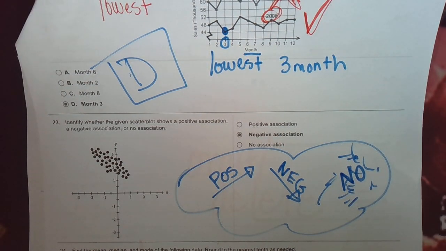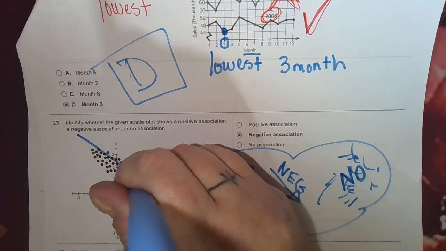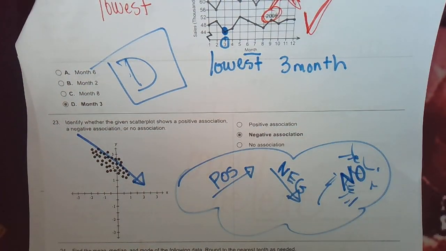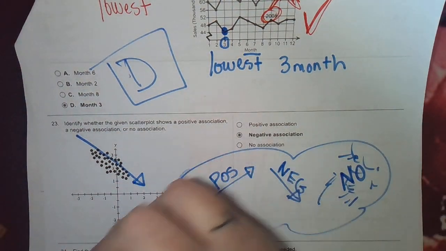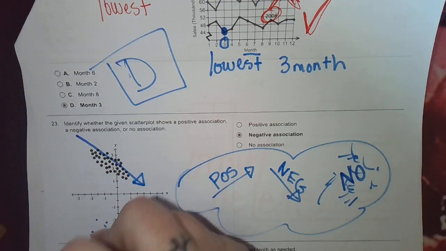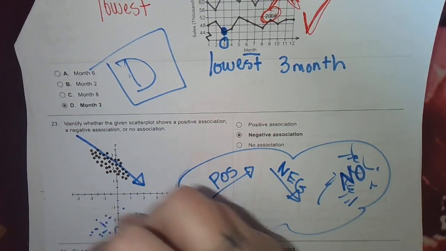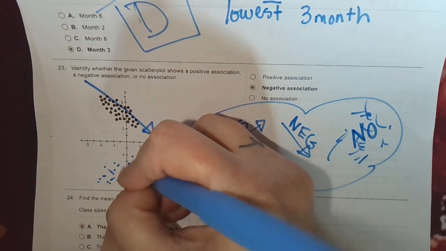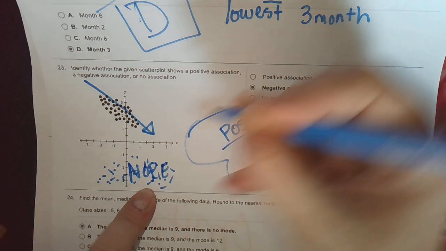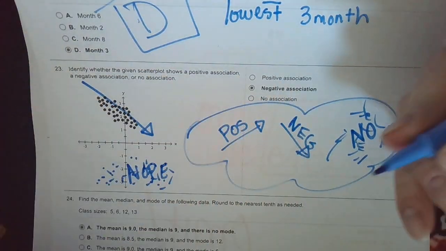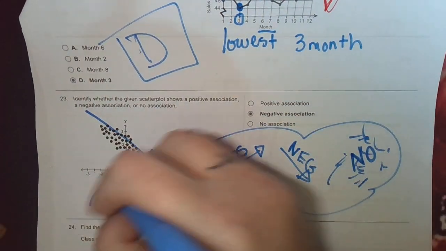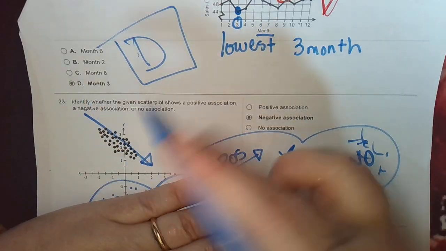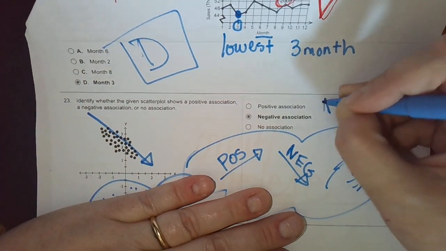Okay, so what do ours look like? Ours look like they're going down pretty much. Whereas if I would have had this picture, yeah, this would be an example of nope. You know, get it? Because they're not all going down or up. But our picture that we had was going down. So negative association.